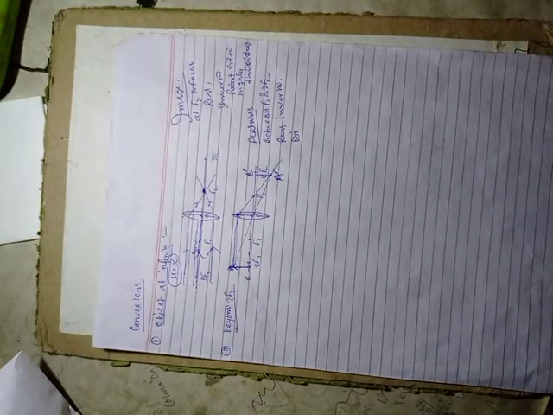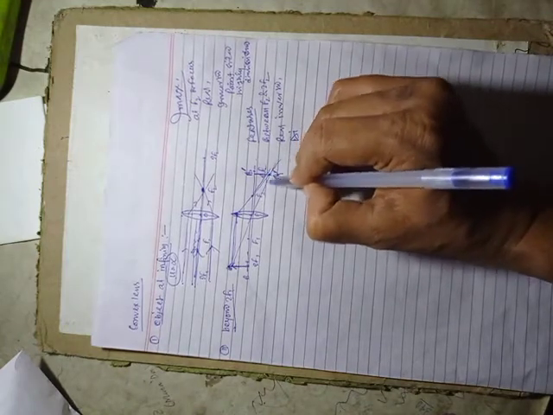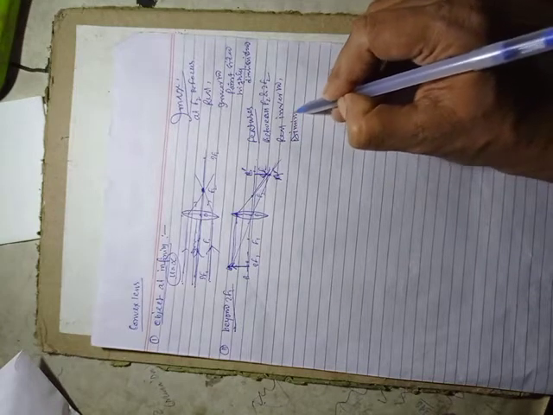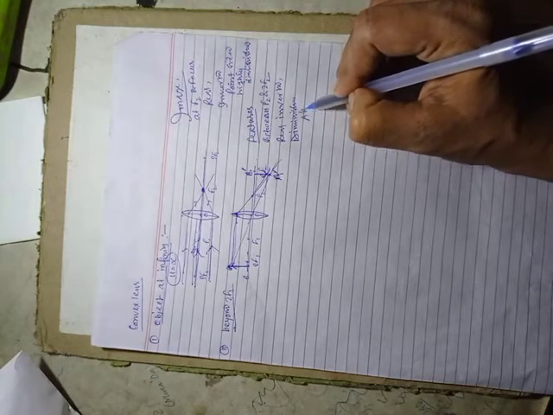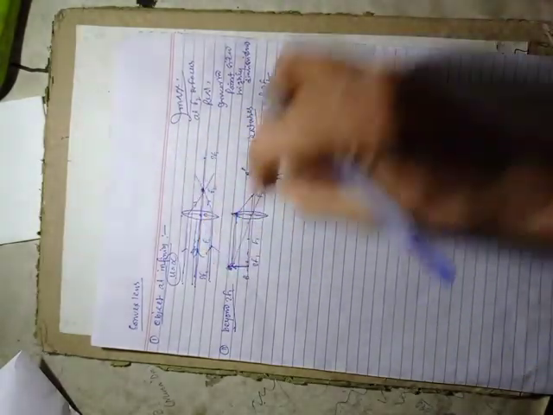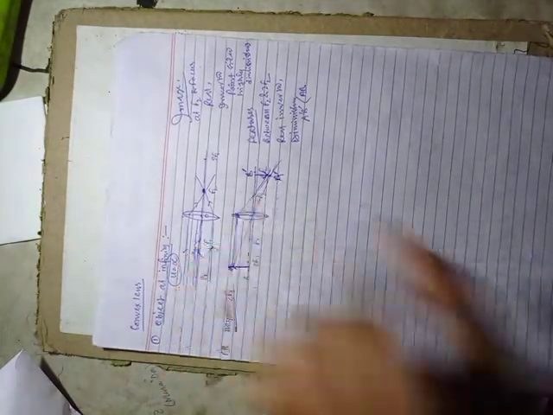Okay, the picture size will be smaller. You just match it in this position and it will be smaller, meaning diminished: A dash B dash is less than AB. So the actual size becomes less. Actually AB is taller and A dash B dash is shorter.